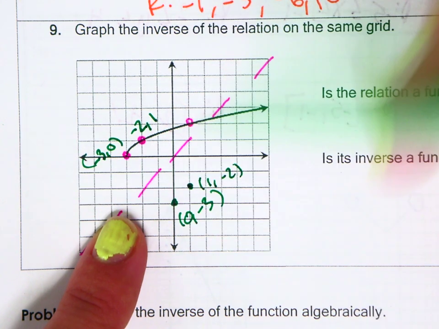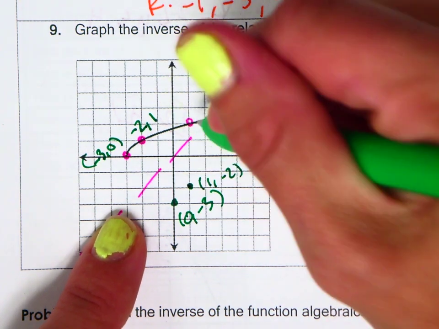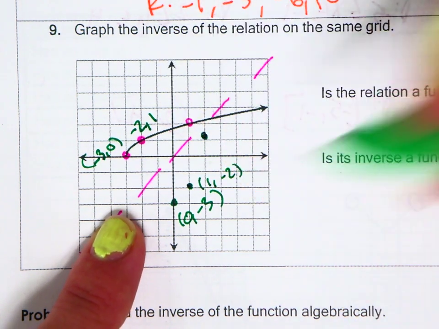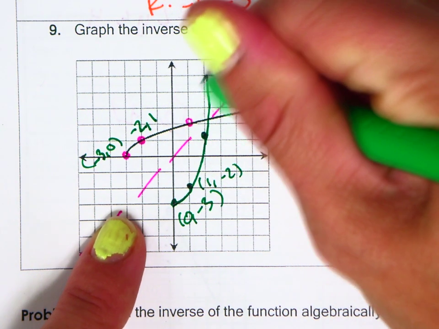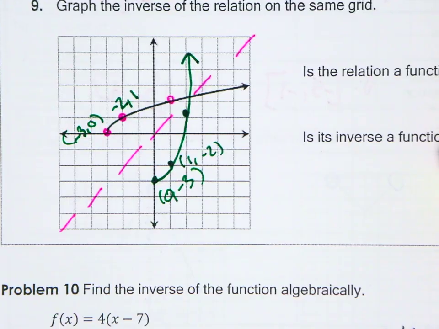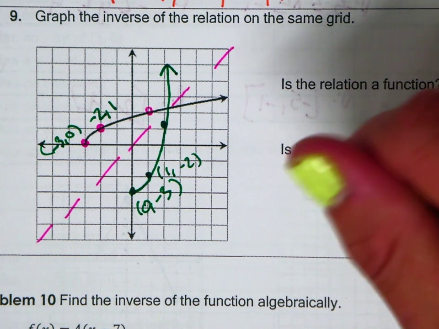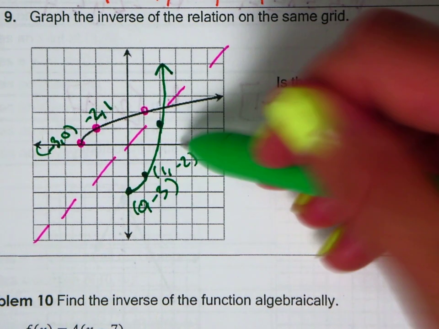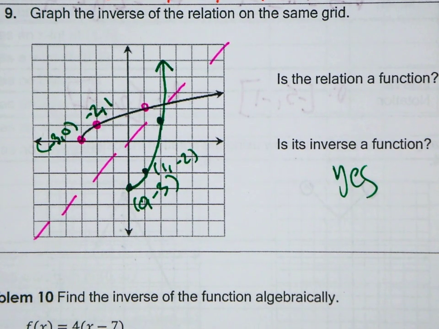And you could also make a table off to the side if you want. And so see, this point is going to get reflected kind of like right there. And so you're going to make a graph look something like that. And so for the green line that I drew, is the inverse a function? Yes, it would be, because that also is going to pass the vertical line test.